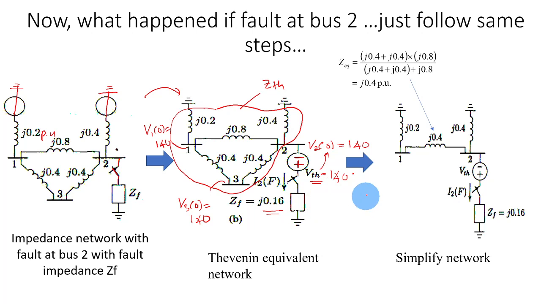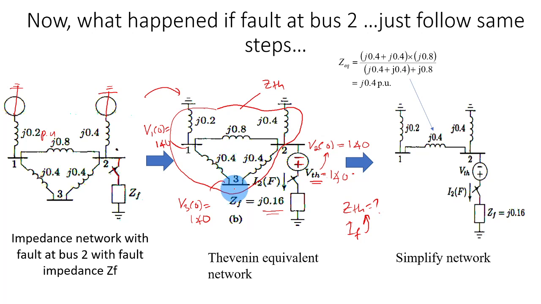Okay, so now our task is to find Z Thevenin, right? Because you want to find the fault current, you need the value of Z Thevenin. As usual, if you look at this network, it's hard to simplify without changing this delta configuration into a Y configuration. Okay, so I'm sorry, I forgot. That's for the first case.